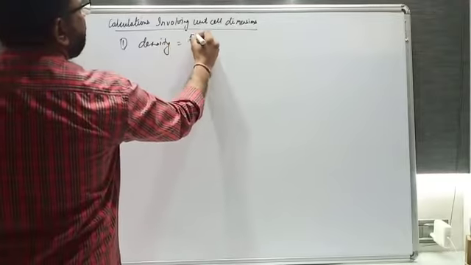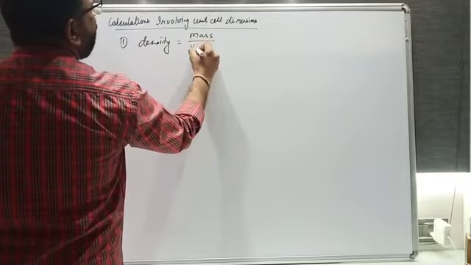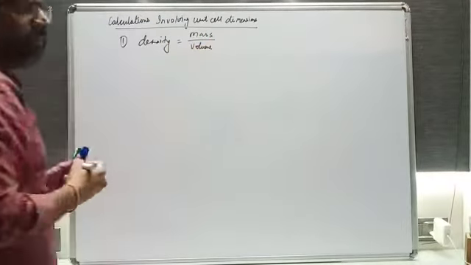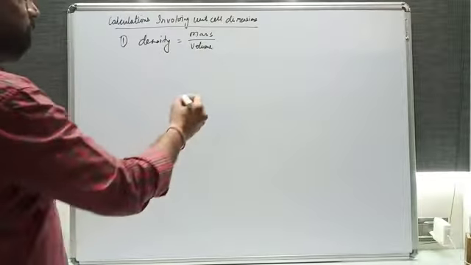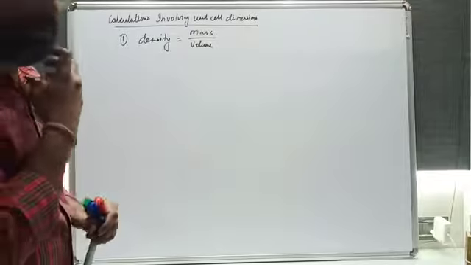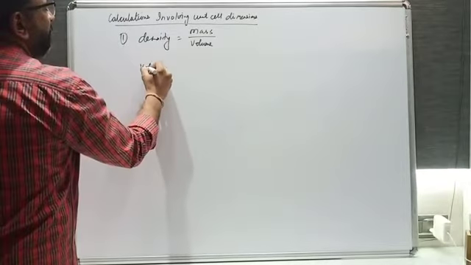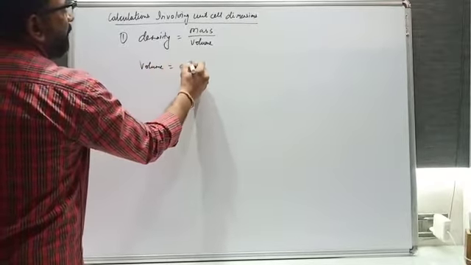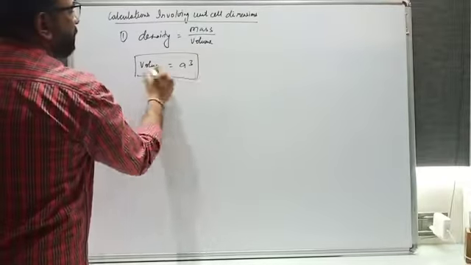Density is equal to the mass of the unit cell divided by the volume of the unit cell. Okay, the whole unit cell will be taken, its mass to be calculated and the volume should be calculated. We know that the volume of the unit cell will be taken as a cube. Is it fine? So this can be substituted here.